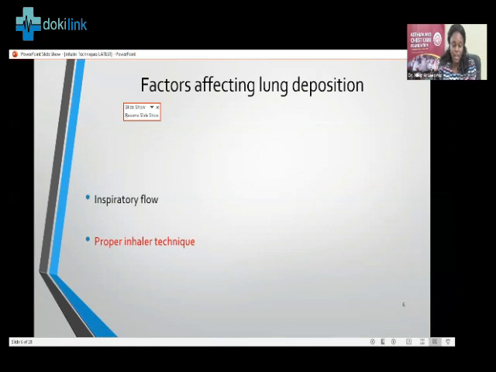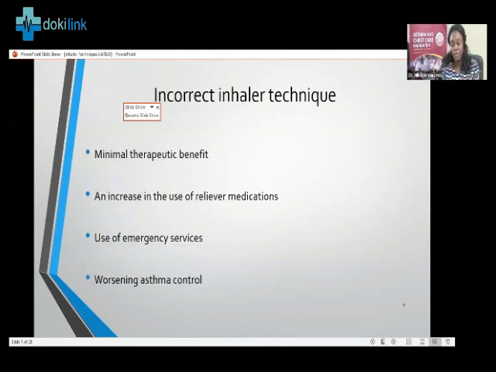Another important factor that affects lung deposition is the inspiratory flow. It has been said that inspiratory flow between 30 and 60 liters per minute often suffices for optimal bronchoalveolar deposition of medications. Now, talking about the proper inhaler technique, an adequate and effective dose of inhalational drugs can be administered only if correct inhaler technique is followed by the asthma patient. Therefore, the role of proper inhaler technique cannot be overemphasized.